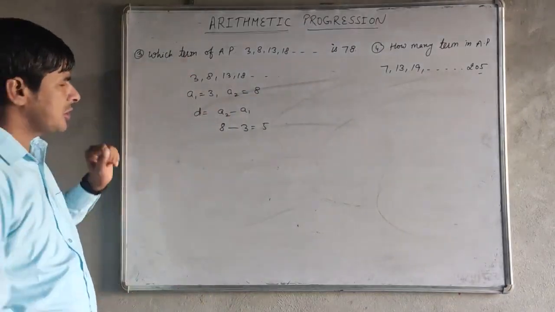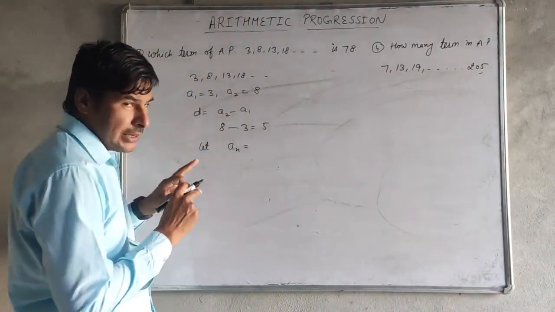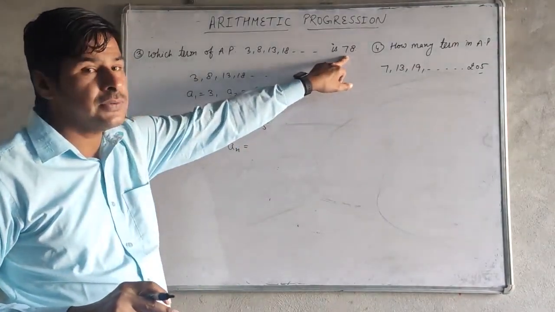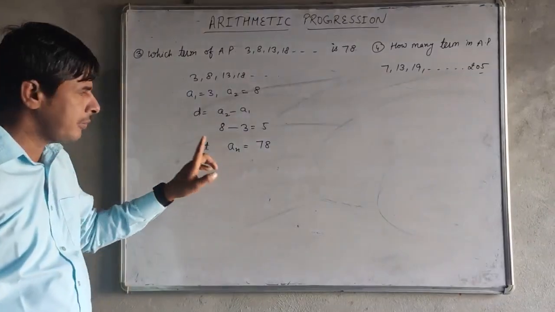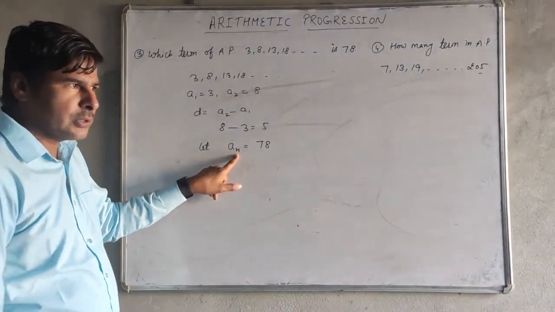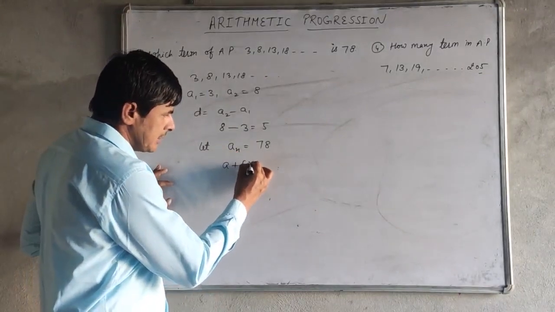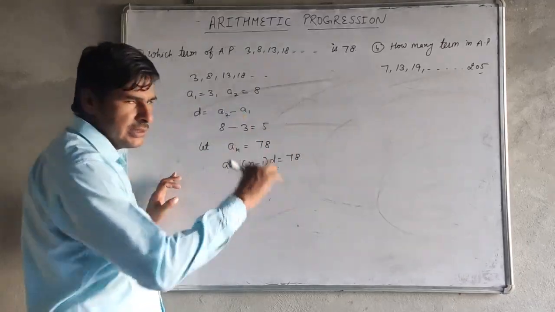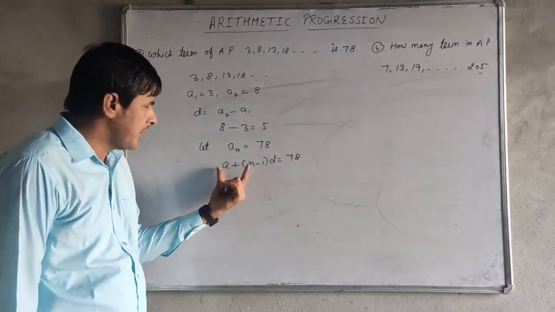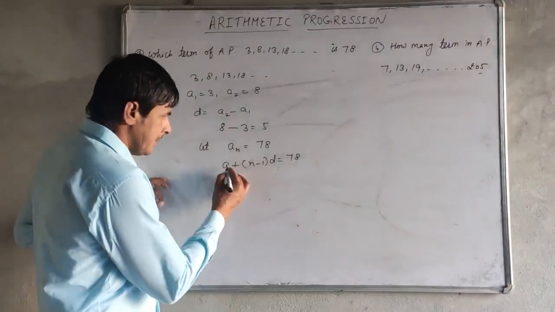To find which term, let an equal 78. What is the value of an? The value of an is 78. We have to find n. So put the formula of an, a plus n minus 1 times d, equal to 78. Now put the value of a and d and you will get the value of n.